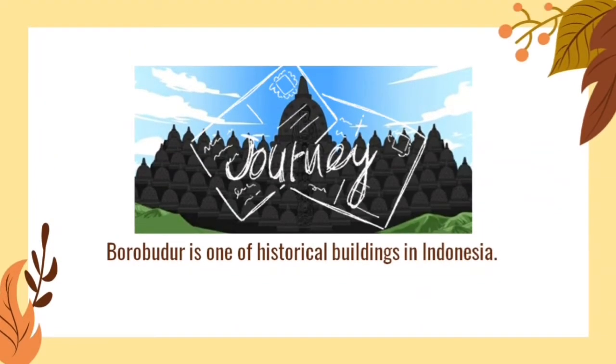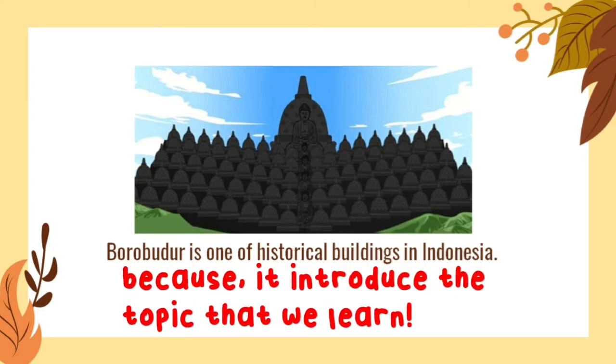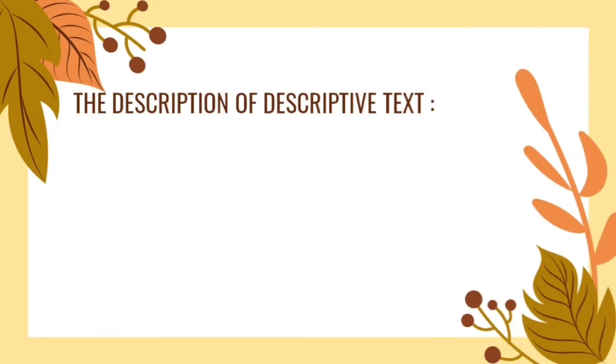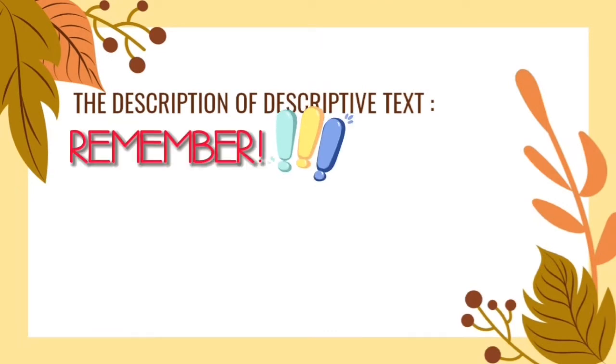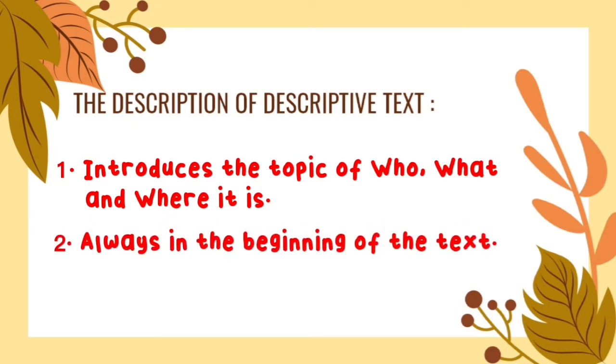The sentence "Borobudur is one of the historical buildings in Indonesia" is called the identification of the text. Why? Because it introduces the topic that we learn. So, remember the identification of the text. First, it introduces the topic: who, what, and where it is. Because the purpose can be more detailed once the topic is identified. And second, it is always at the beginning of the text.